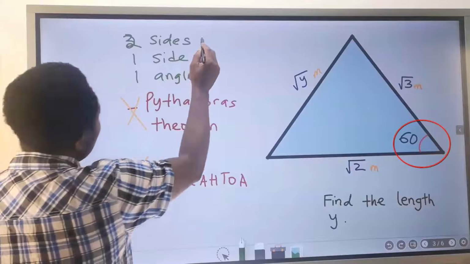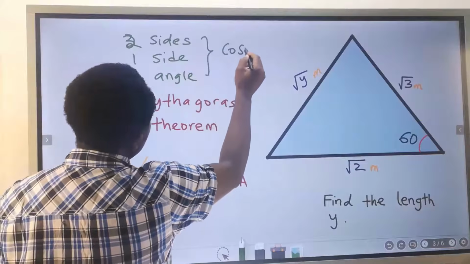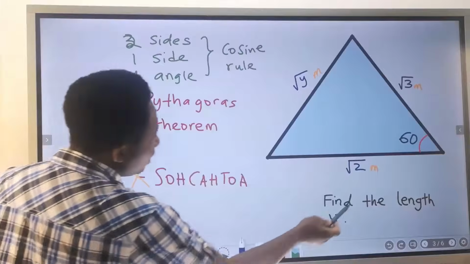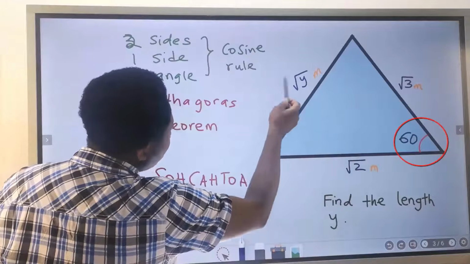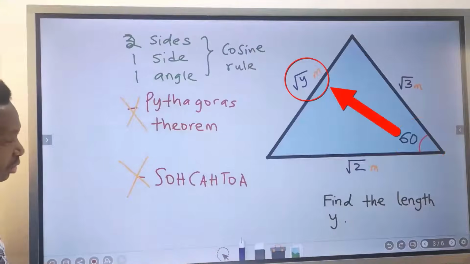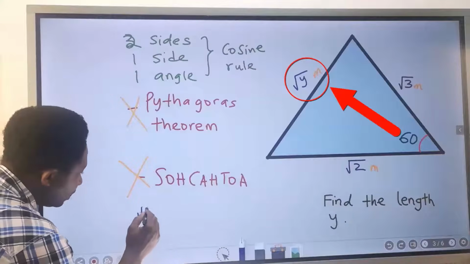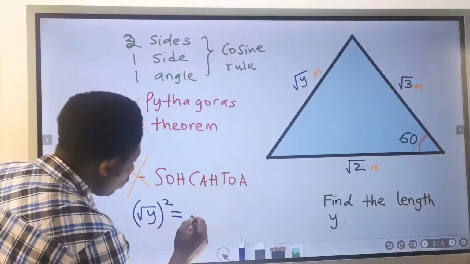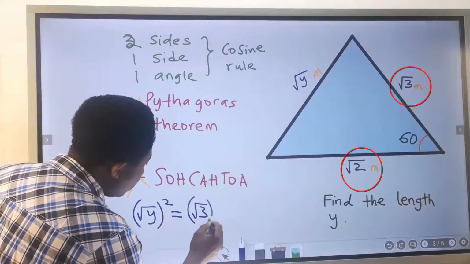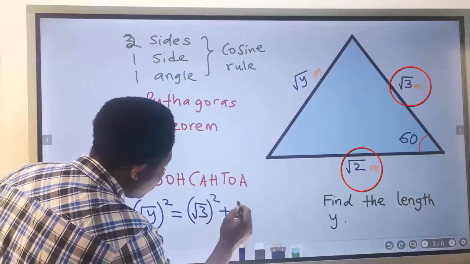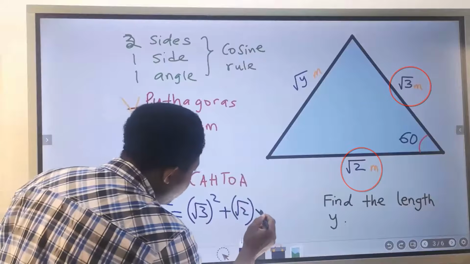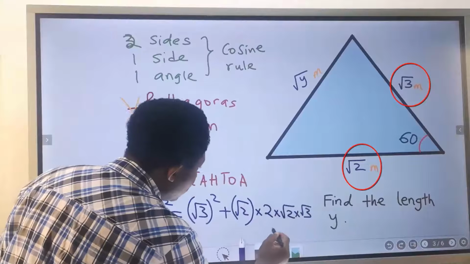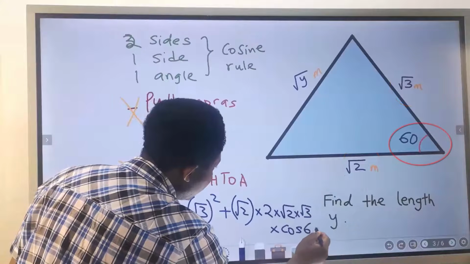In such a case, you can only apply cosine rule, and cosine rule states that you identify the given angle, the side facing the given angle. We are going to have that side facing the angle squared is the sum of the other remaining sides squared, minus 2 times the sides times cosine of the given angle.